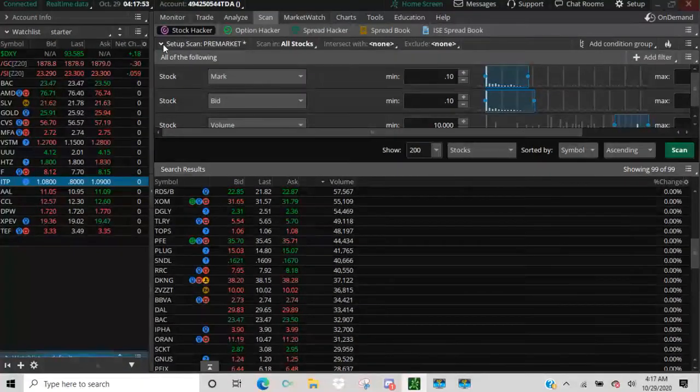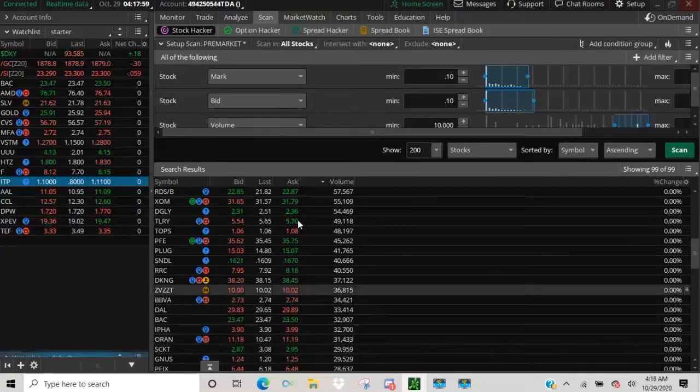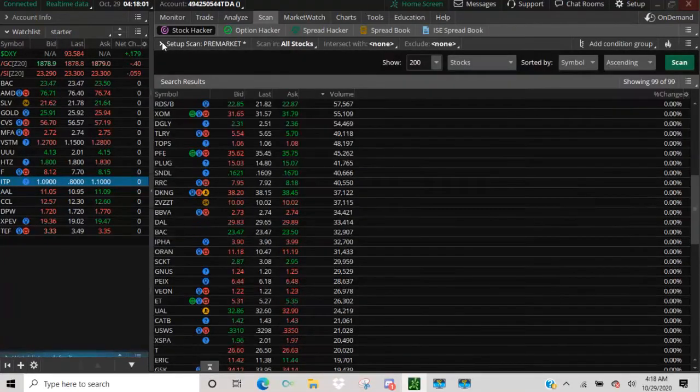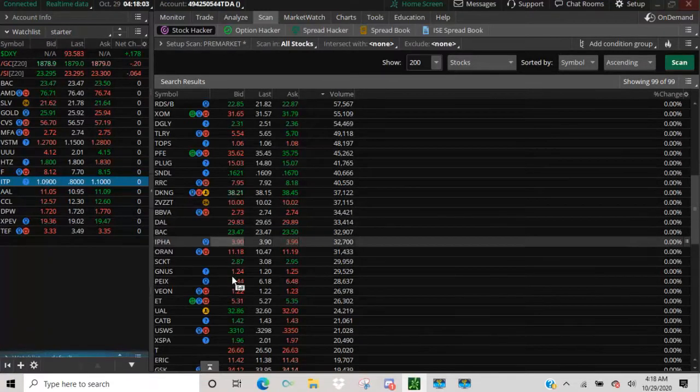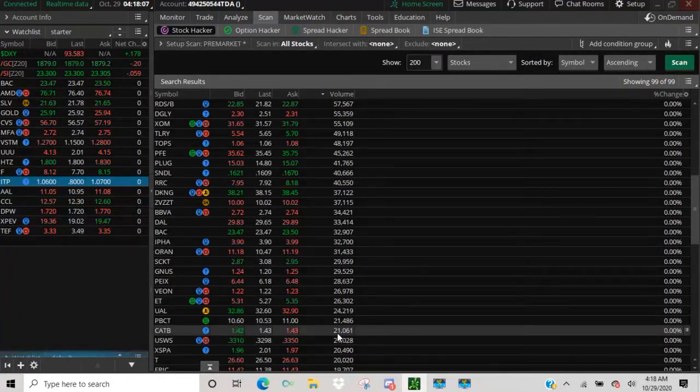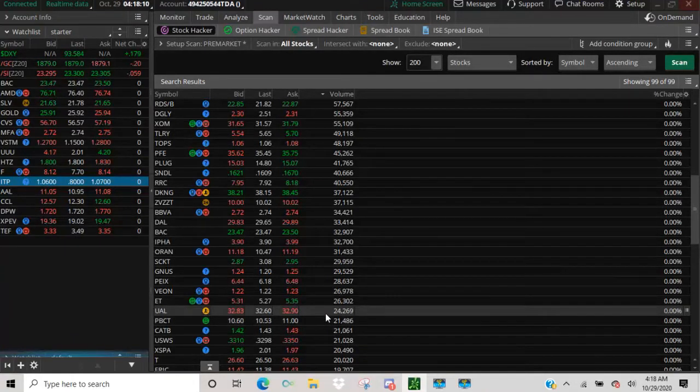Now, when the market opens, this scanner will not work. There will be thousands of tickers on here. It will be impossible to do. But for pre-market and to find these trades, this is how I do it.